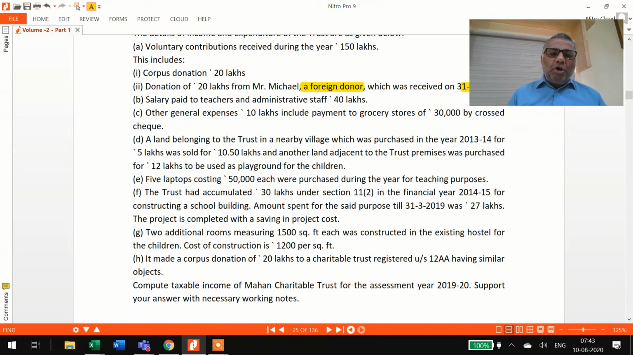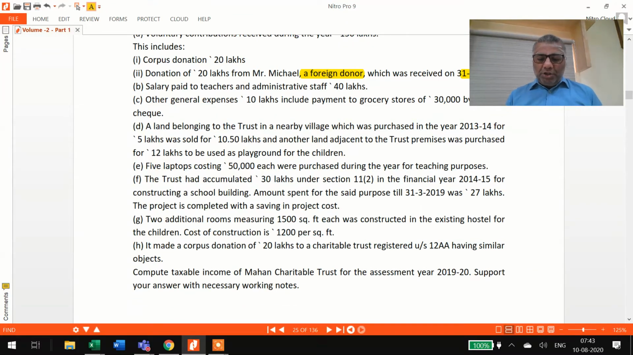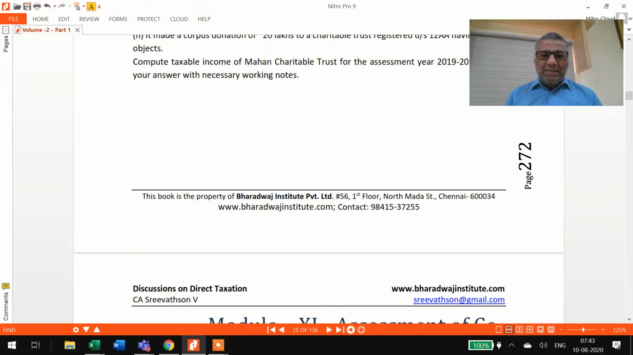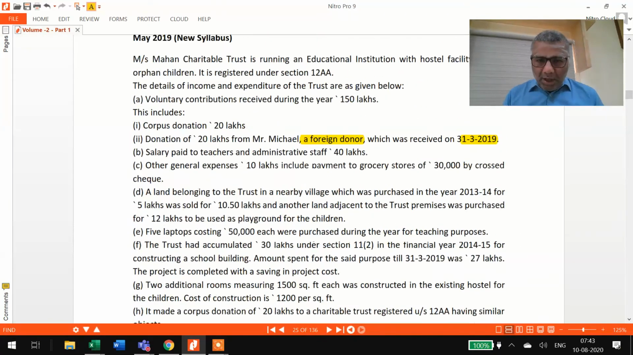It made a corpus donation of 20 lakhs to another trust. So after that amendment, every question has a donation to another trust. Support your answer with necessary working. I hope the class can work out this also. If you have a doubt, ask me. Otherwise, we will keep going.